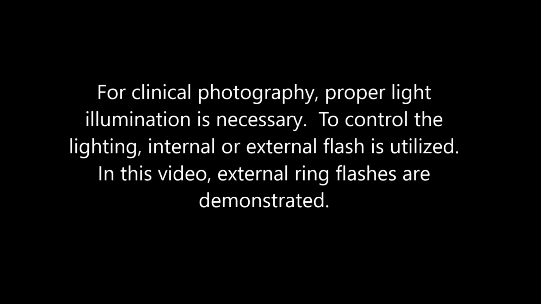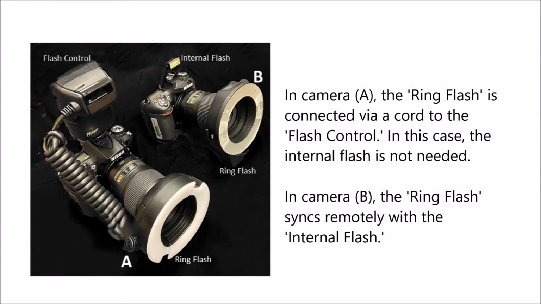For clinical photography, proper light illumination is necessary. To control the lighting, internal or external flash is utilized. In this video, external ring flashes are demonstrated. In camera A, the ring flash is connected via a cord to the flash control. In this case, the internal flash is not needed. In camera B, the ring flash syncs remotely with the internal flash.